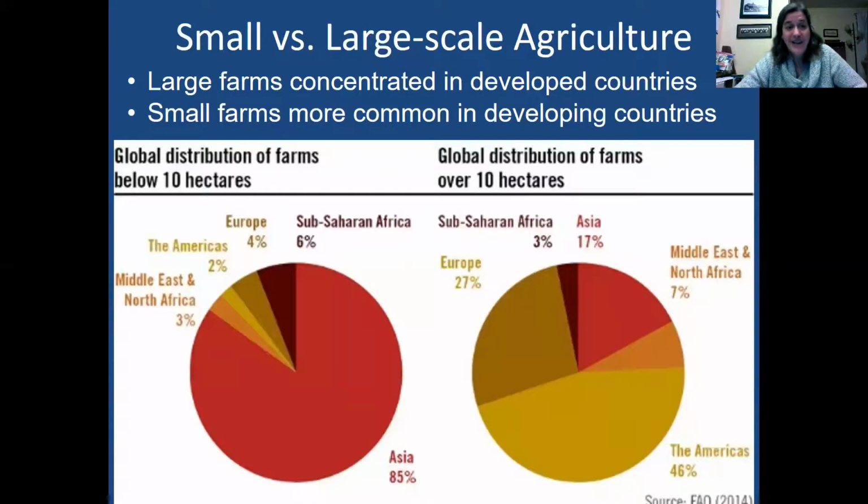This little pie chart. So this is below 10 hectares. There's that term again. Remember, a hectare is about 2.5 acres. Looks like over 3/4 in Asia, 85% in Asia, versus large scale farming, so over 10 hectares, a little bit more evenly split. But again, look at we would be in that category.